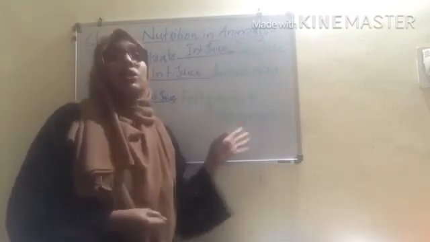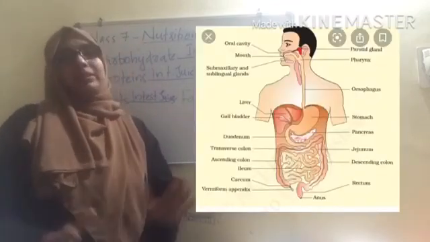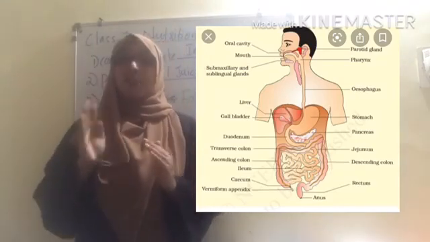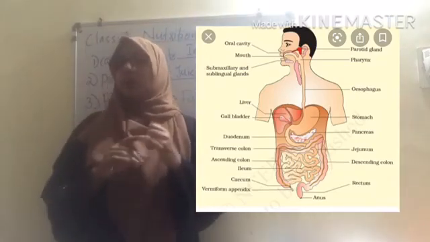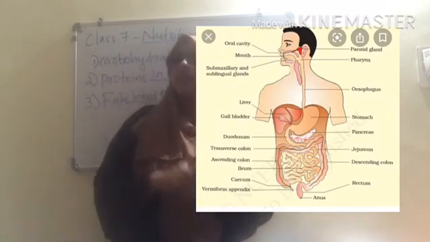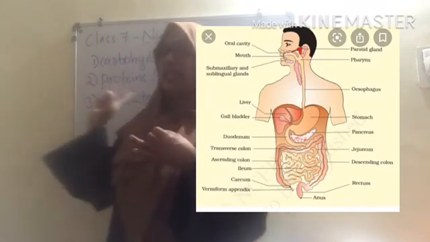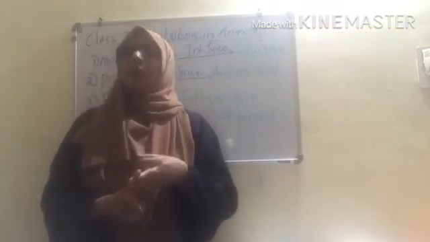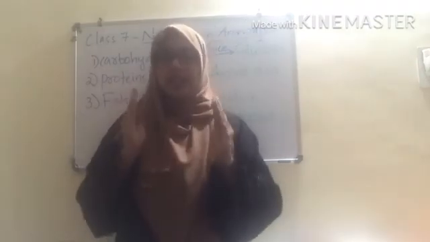So digestion is completed. Clear? So digestion is completed in the small intestine with the help of secretions of the liver, that is bile juice, pancreas secretes pancreatic juice, intestinal glands secrete intestinal juice. Clear? Hope it's clear. Write and study.